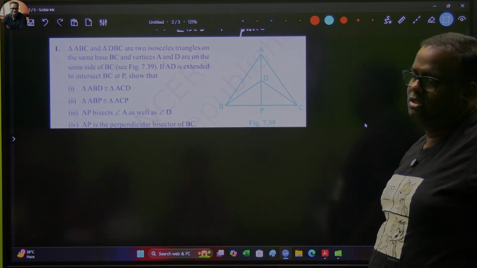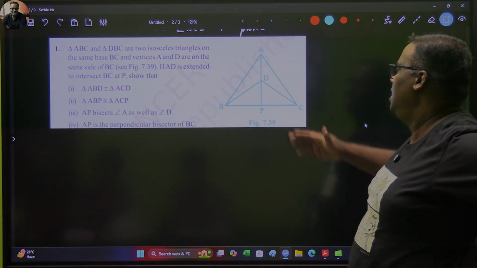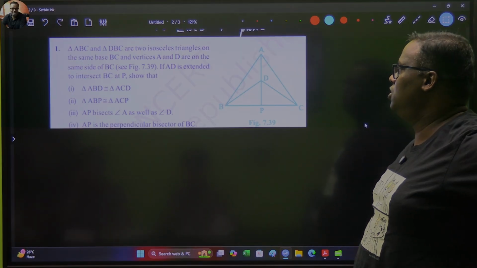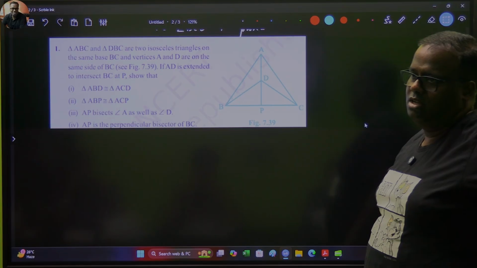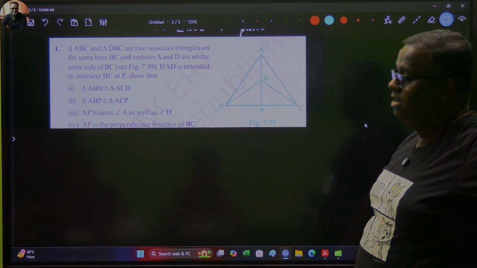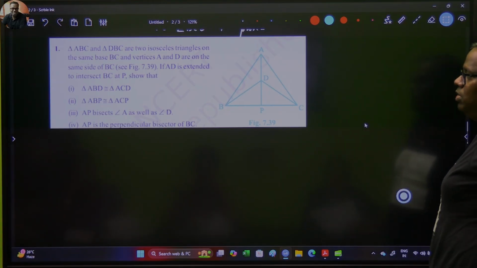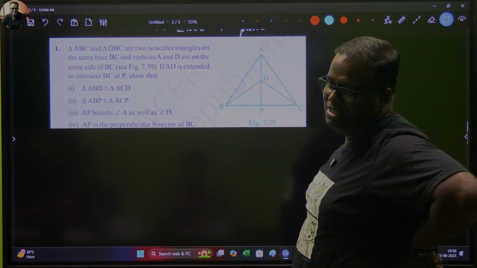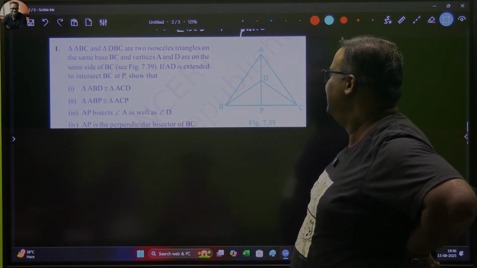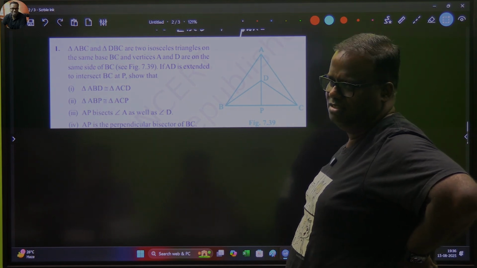Have you understood? अच्छा, आगे और क्या बोला है? Same base, and vertices A and D are on the same side of BC. A and D are on the same side of BC. बड़ी अच्छी बात है. AD is extended to intersect BC at P. They have not said it is perpendicular. AD को extend करके P तक ले आया है. First show that ABD is congruent to ACD. Very easy. कैसे करोगे?